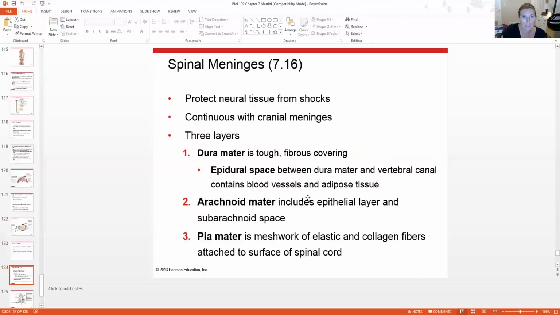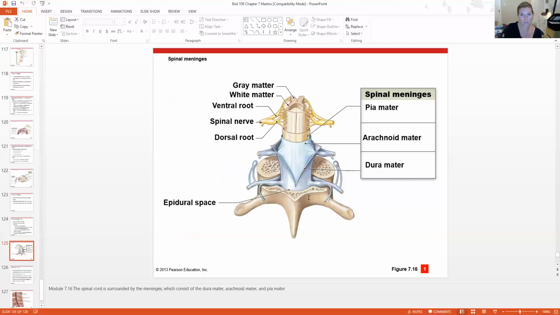We are winding things down. Let's talk about spinal meninges. Same thing as cranial meninges. Only big difference is here we're talking about surrounding our spinal cord instead of our brain, but it's the same thing. Dura mater is tough, fibrous, and we have an epidural space here between the dura mater and the vertebral canal. And that space has lots of blood vessels and fatty insulating adipose tissue. But otherwise, it's the same exact stuff as the cranial meninges.